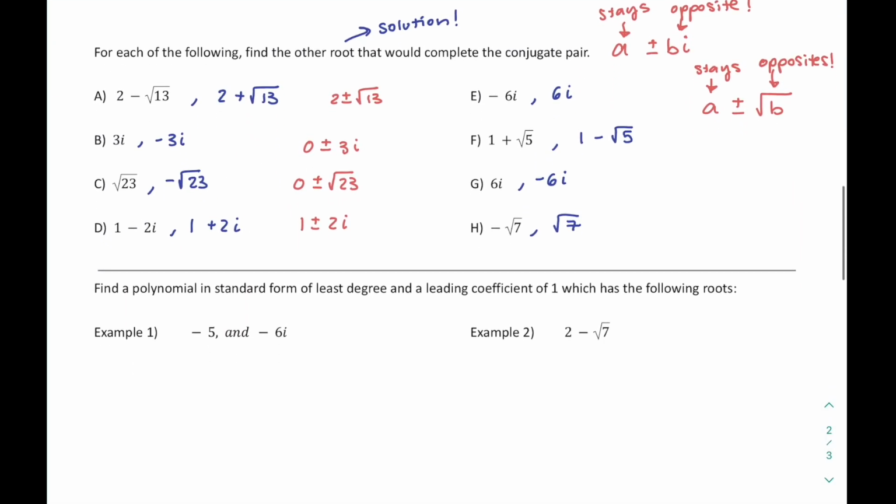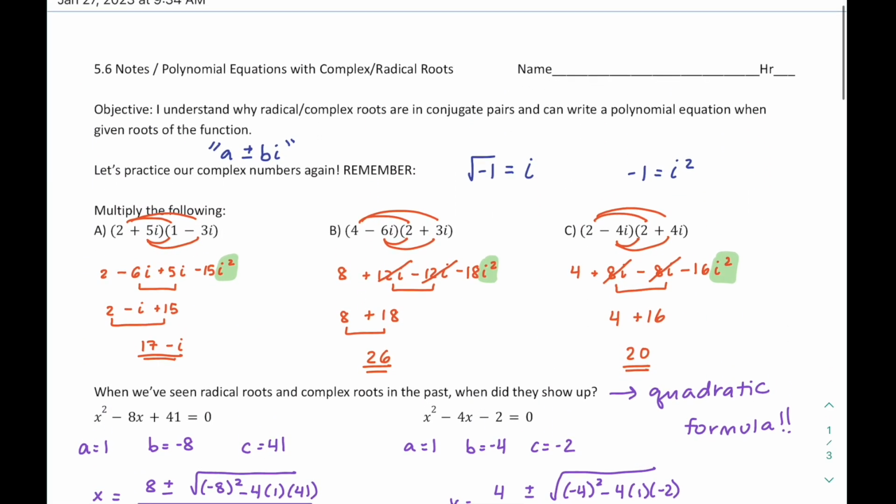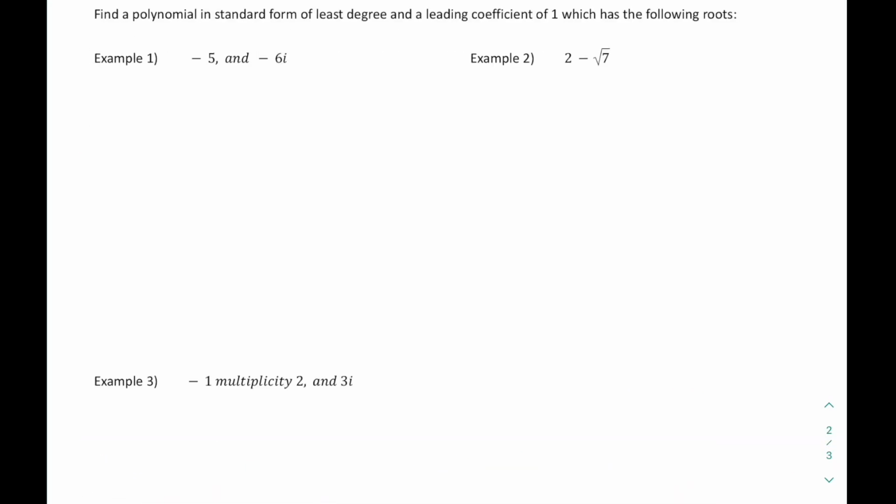Now we are going to tie this into what we've been doing with roots and factors and going from factored form to standard form. Okay, so we're supposed to find a polynomial in standard form of least degree and a leading coefficient of 1, which has the following roots.